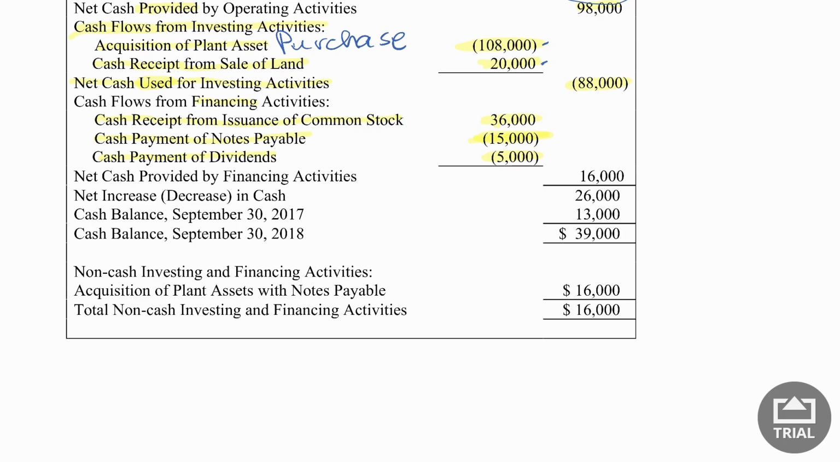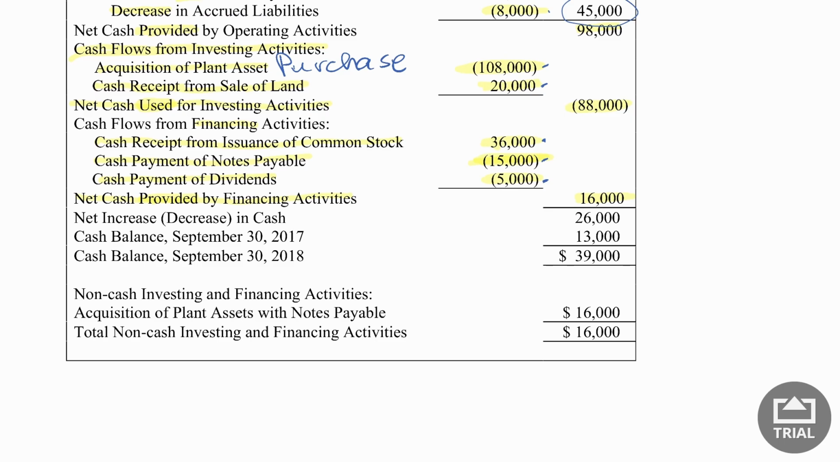Now, if I look through all my exercise 21 information, I've gone through everything they gave me. Okay? So, I think I'm done. Nothing left to put. So, let's finish up our financing activity section. So, we've got positive 36, negative 15, negative 5. If I combine those, I get a positive 16,000. So, since it's a positive, I use the word provided right here. Net cash provided by financing activities.